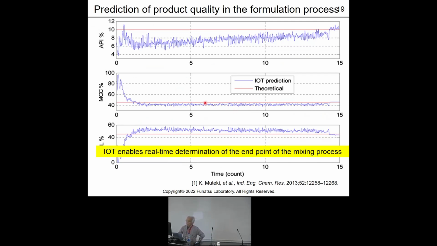This is a concrete example, a prediction of product quality in the formulation process. After blending the three components, at first the mixing is not completed, so the real-time monitoring information is not equal to the red line theoretical value. After some minutes, the real-time monitoring result becomes equal to the theoretical value. So we can monitor this kind of operation in real time. This is very important. IoT enables real-time determination of the end point of the mixing process.